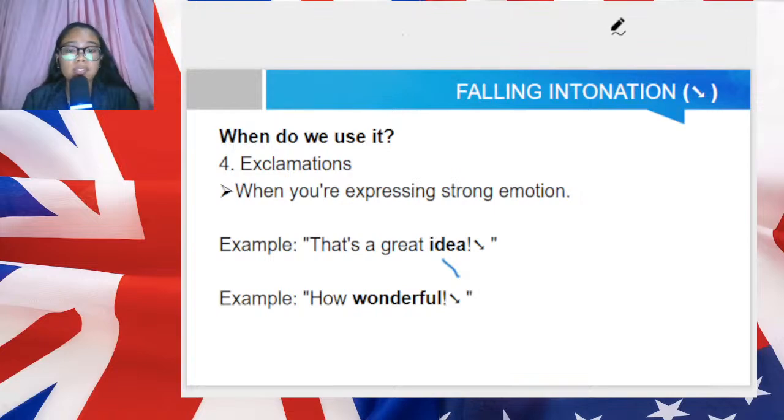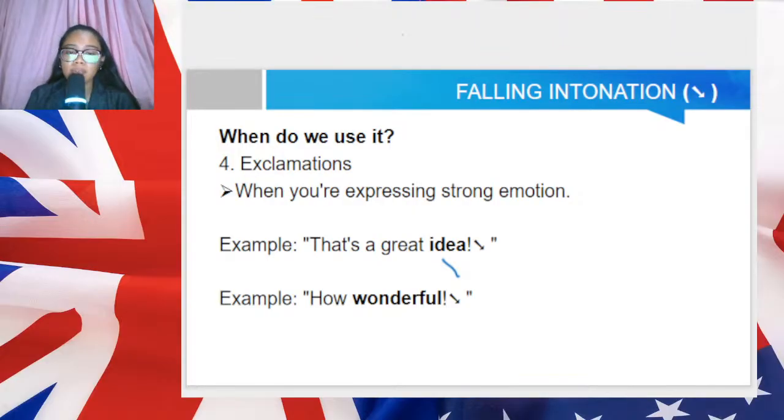Now, if your voice stayed flat, I wouldn't sound excited at all, right? Or if it went up, like this is a great idea, it would suddenly become a question, perhaps implying skepticism or a need for confirmation, completely undermining the exclamation's purpose. Okay, the falling intonation ensures the strong emotional impact is clearly communicated.